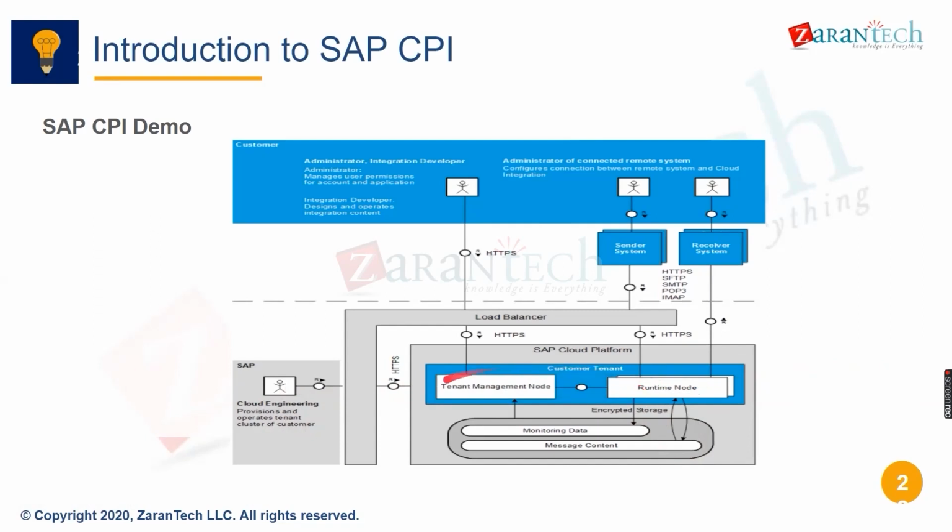The main difference between the tenant management node and the runtime node is that you can change or modify anything on the tenant management node, because you are a developer. But if you go to the runtime node, you will not do any modifications. You only check the dashboard, whether the message is in completed status or not. Other than that, you will not do any operation. Once the execution is completed, it is sent to the receiver system.